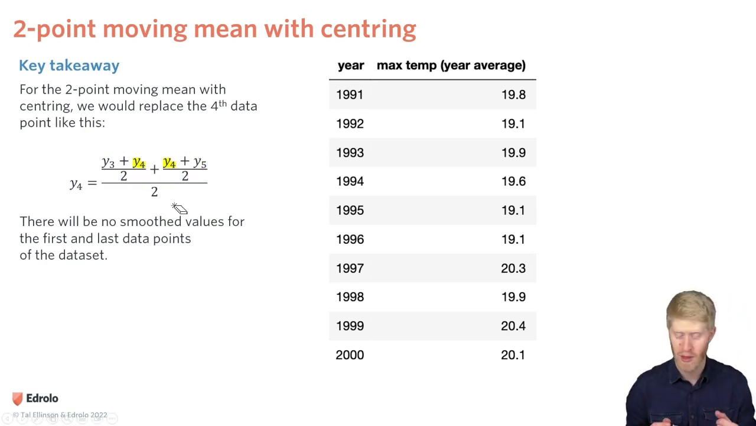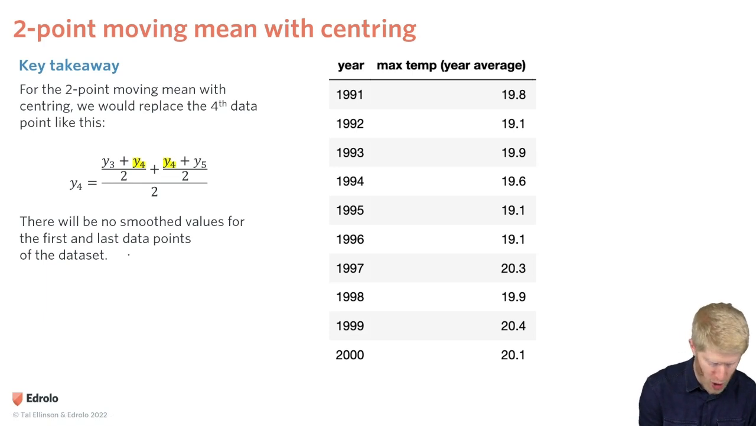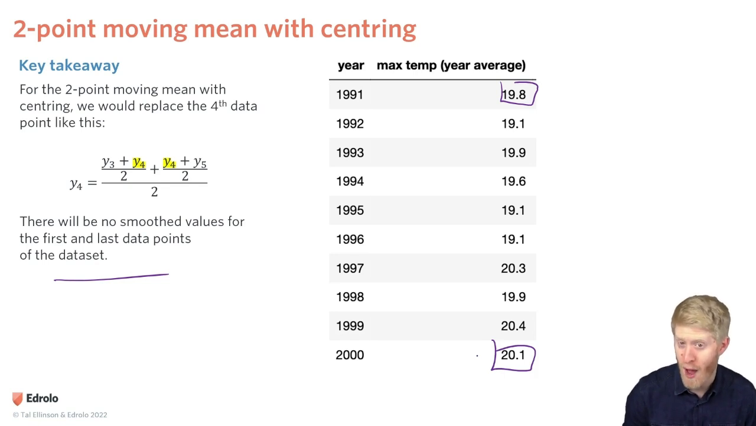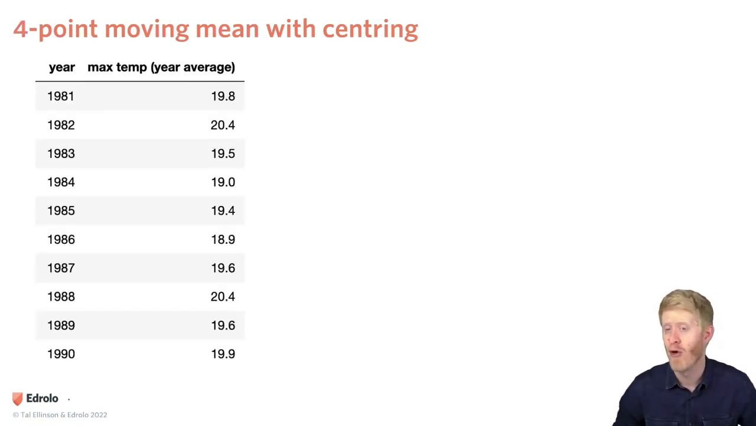And just like with 3-point smoothing mean, we're not going to get any smooth values for the first and for the last data point, and I'll leave you to think about why that might be the case. All right, what about 4-point moving mean with centering? I reckon that you could get this yourself without me explaining. What do we want to do?